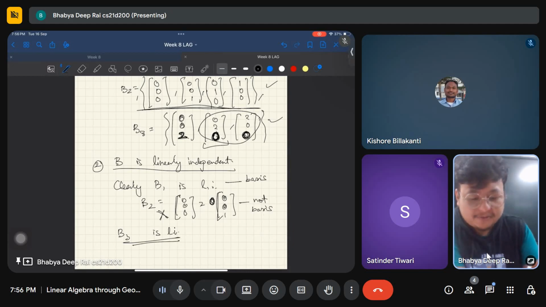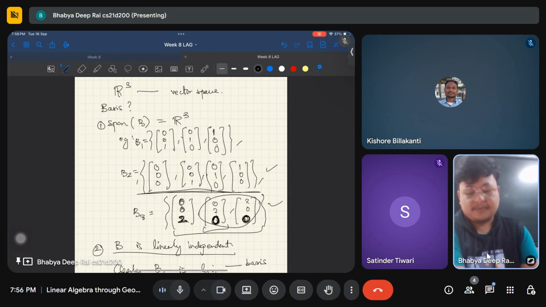Of course, another way to do it would be using Gauss-Jordan elimination, which would show that it is a full rank matrix. Full rank meaning rank is equal to n, which is 3 in this case, and B3 is linearly independent, so therefore it is a basis.